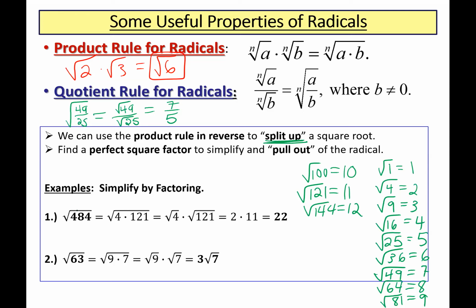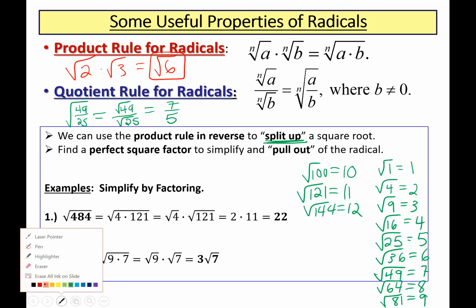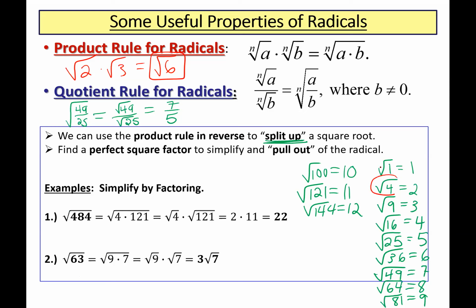Okay, so back to our example, the square root of 484. If we look at this list, we can find factors that go into 484 that are perfect squares. The ones we're going to focus on, we'll start with 4. If I break this down, 484 divided by 4 is 121.